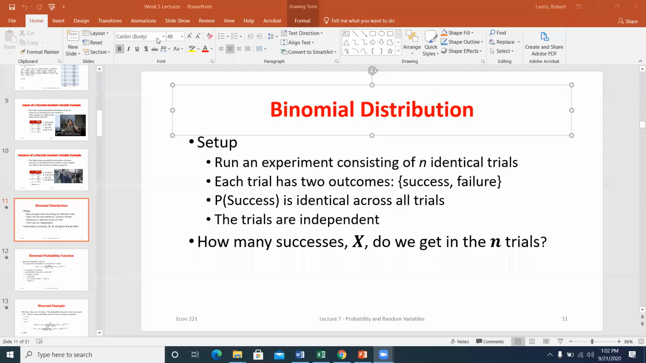Sorry, I had something in my throat. All right, so that's kind of where we're going. So let's start talking about the binomial today.